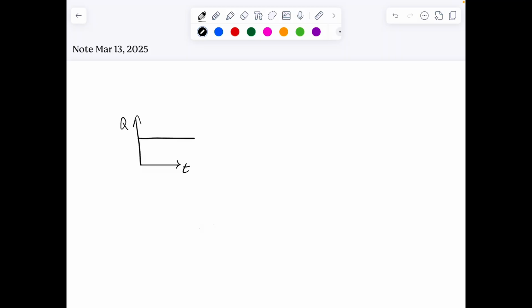It says zero change. Okay, horizontal slope. And don't mind my sloppy handwriting on my iPad. Okay, zero change, horizontal slope.